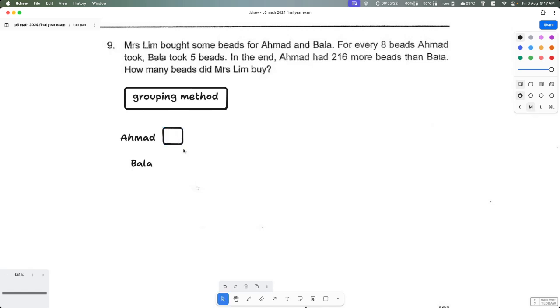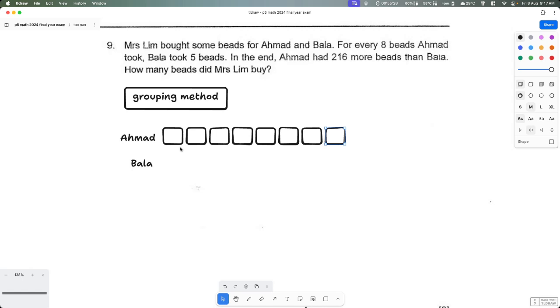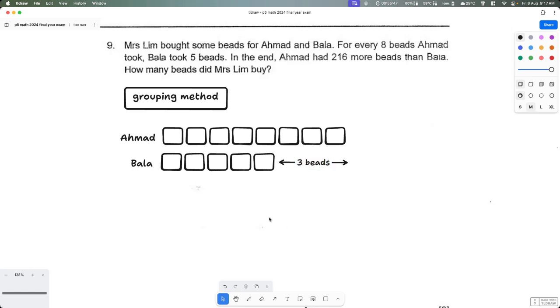Okay, so for every 8, we have 1, 2, 3, 4, 5, 6, 7, 8. Then we have 5 that Bala took. So, copy and then we will paste here. Bala took 5. So that means the difference is 3 beats. From here, we also know that Amma had 216 beats.